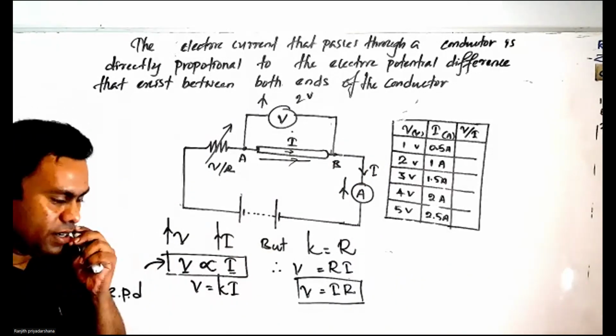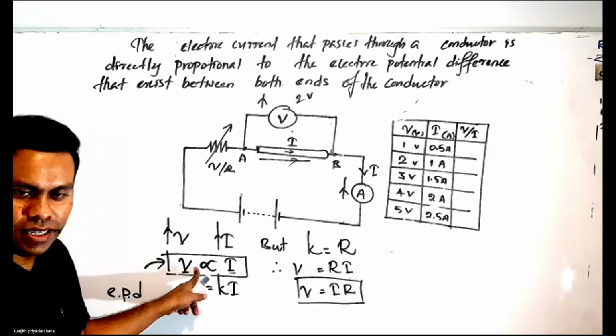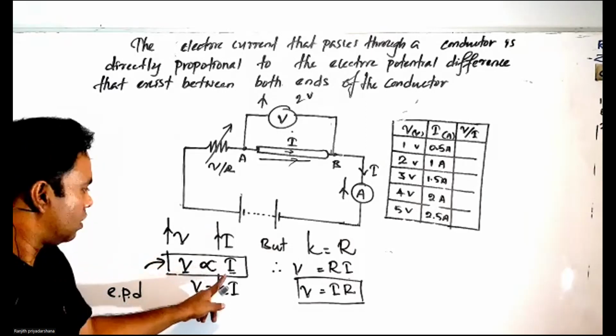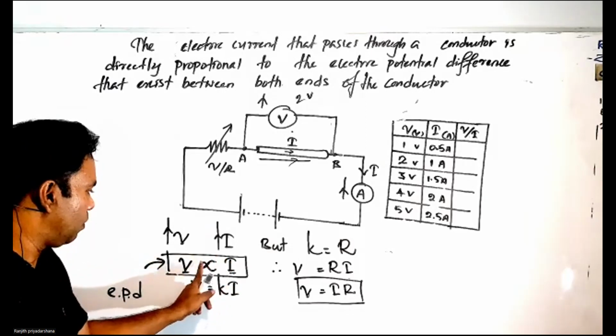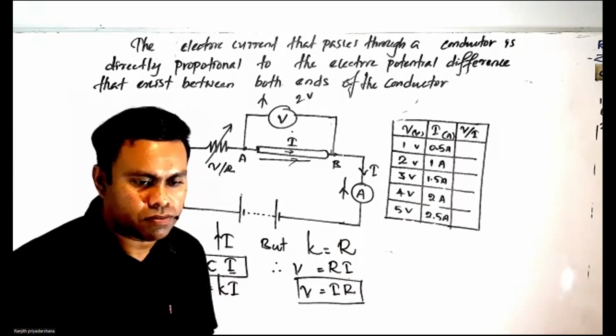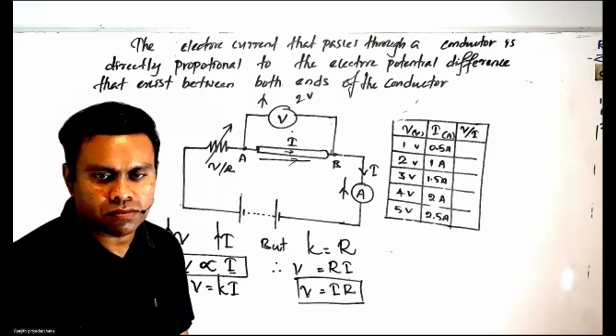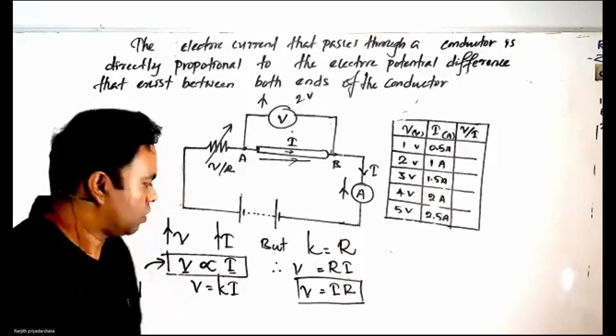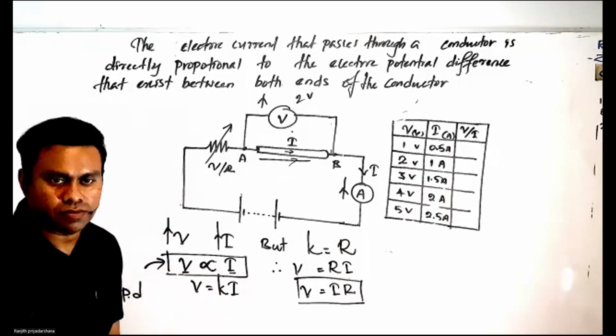Electric current is directly proportional to electric potential difference.